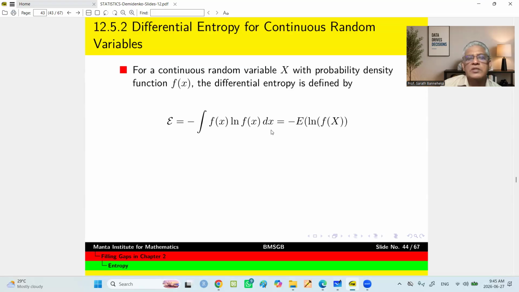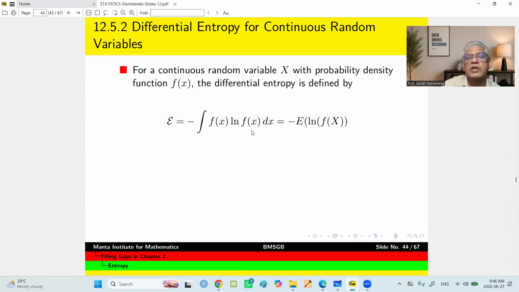And you can see that, similar to the previous case, this is also the negative expected value of log of f of capital X. So it's also the expected value of f of x. In the previous situation, it was the negative expected value of the log probability mass function evaluated at capital X, p of x. Right. So this is called differential entropy. But the main idea is the same.